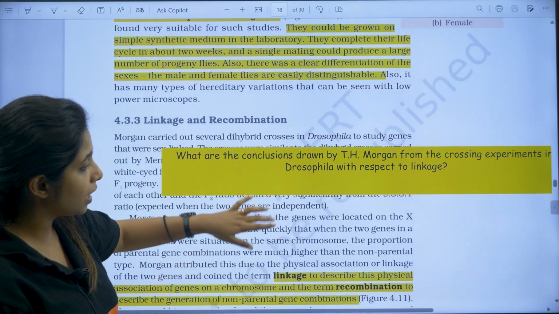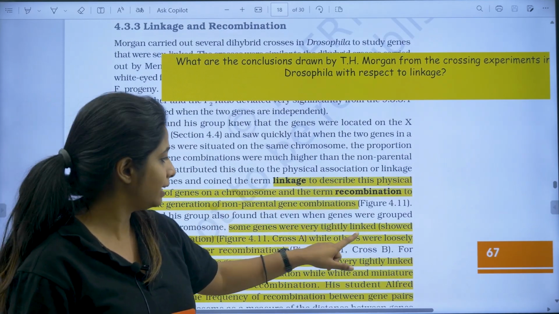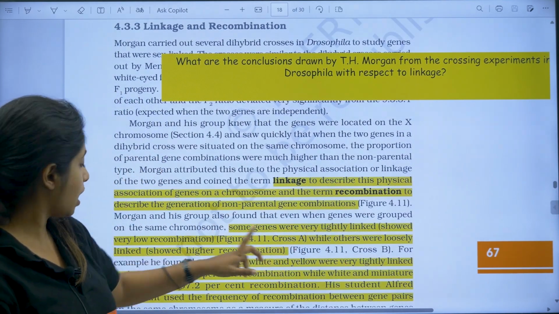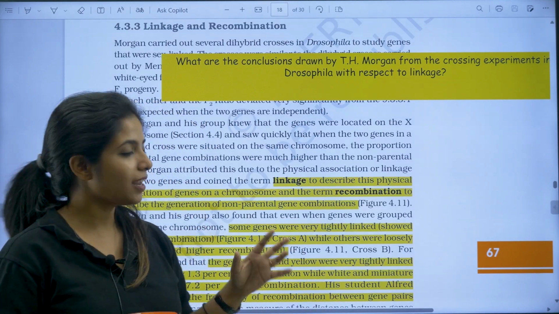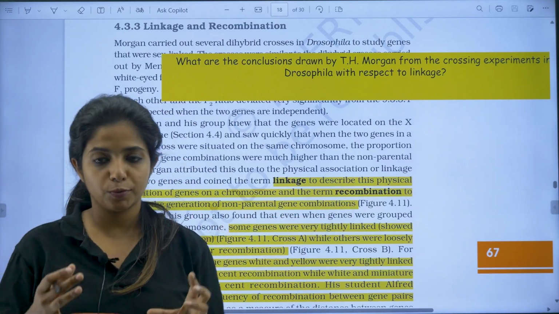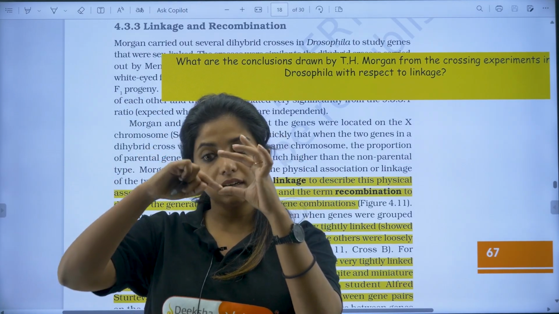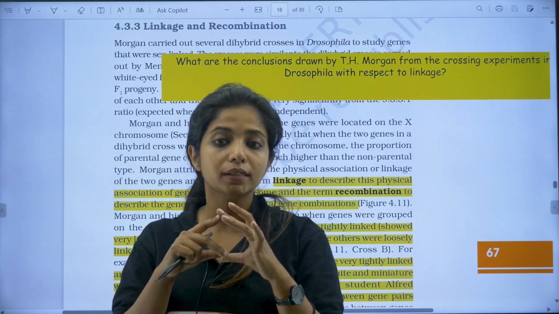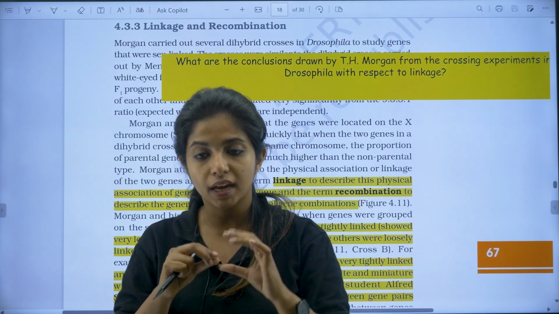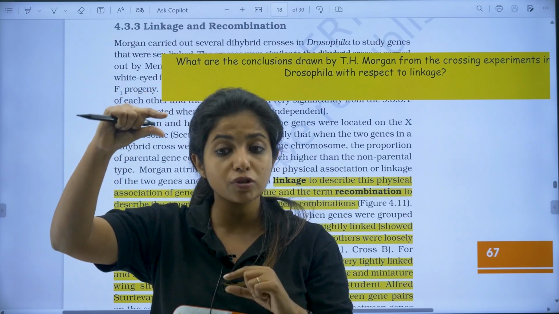Okay, now what did he understand? He understood that basically some genes were tightly linked, while others were loosely linked. So this is what he understood. So how do we understand that? Basically linkage and recombination was found. That is, some genes are very close to each other, so you call these tightly linked genes. If in a chromosome one gene is over here and the other gene is over here, you call them loosely linked genes.